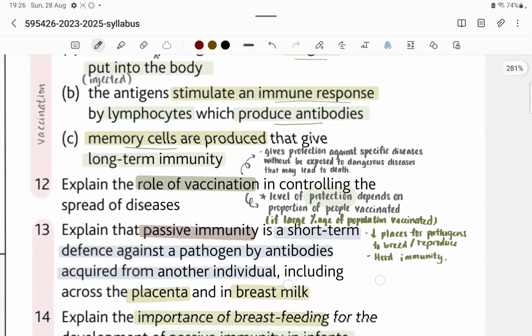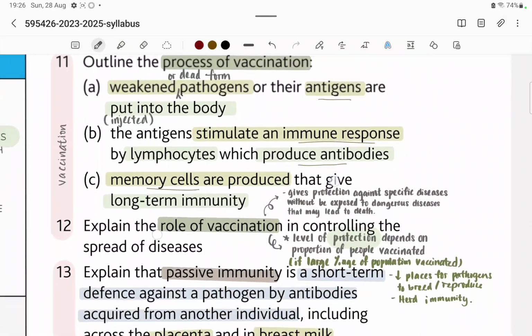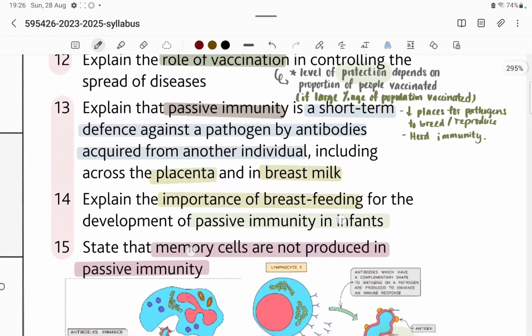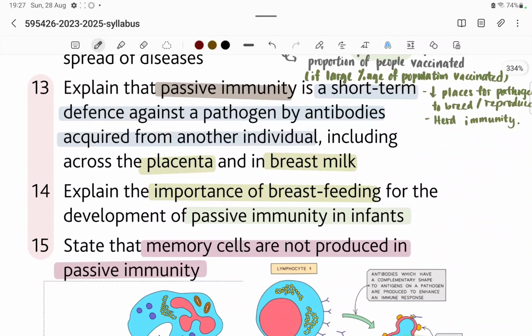Okay, so this is all for active immunity and vaccination. And then after that, we'll move on to passive immunity. Passive immunity is the short-term defense against pathogens by antibodies acquired from another individual. Okay, so short-term defense, and the antibodies we get from another individual.